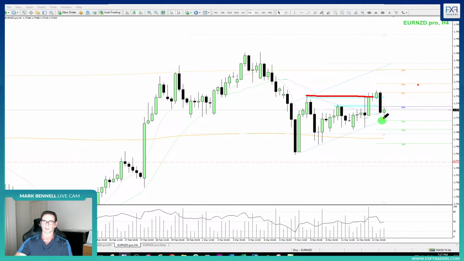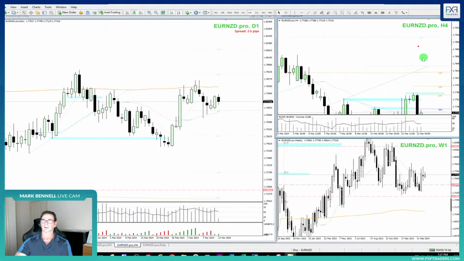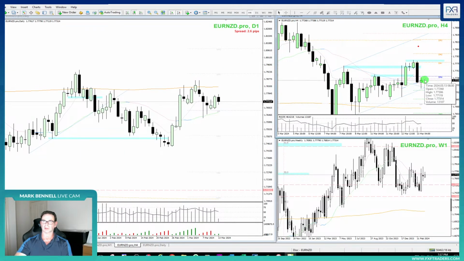What I'd want to see now is the price to come back up and test this high and give us something there. Not just always looking for breakouts either. That's what I'm seeing there. It's got to move pretty quick though. Euro New Zealand.